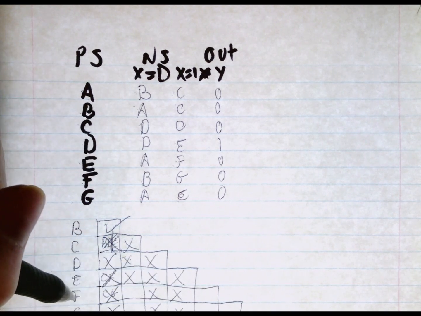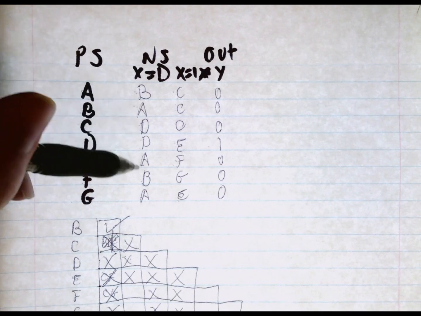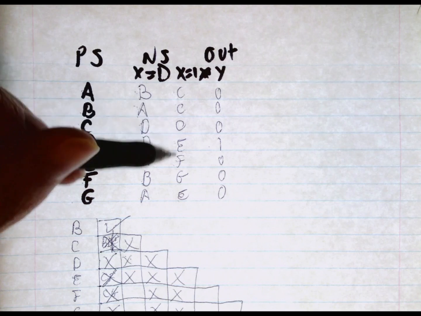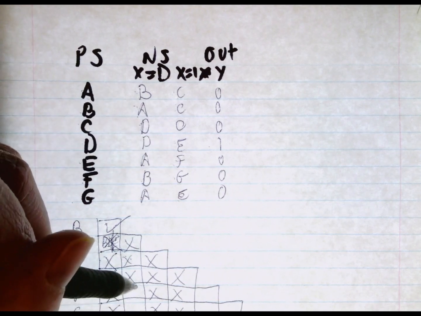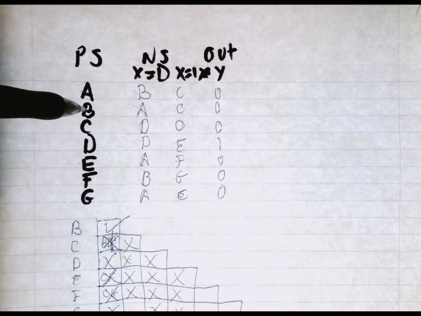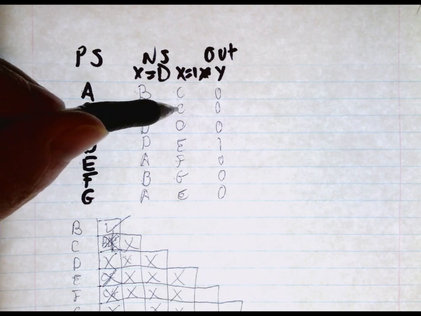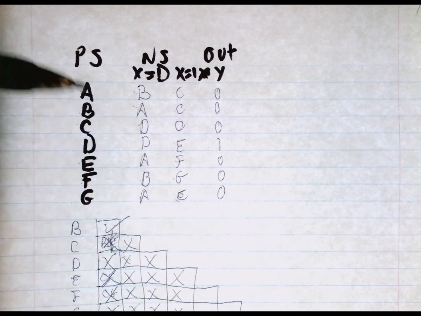How about BF? So from B to F, we look at AB. AB is good. We look at CG. CG is not. So that is removed. How about BG? So we look up BG. We're looking at all combinations. A and A, they're equal. C and E, they're not equal. So we can remove that.